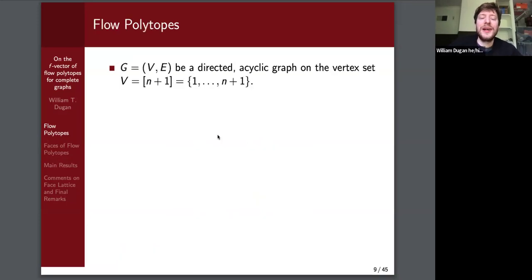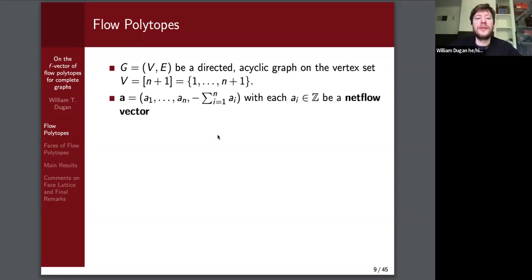All right, so I really need to tell you what a flow polytope is. That's what this talk is about. A flow polytope is a special kind of polytope we get from 2 pieces of input data. We need a directed acyclic graph on vertices 1 through n+1, and we need a vector of integer numbers. We'll call this the net flow vector. It has n degrees of freedom, a1 through an, and the last entry of the vector is going to be negative the sum of the ai's. So we only have n choices here.